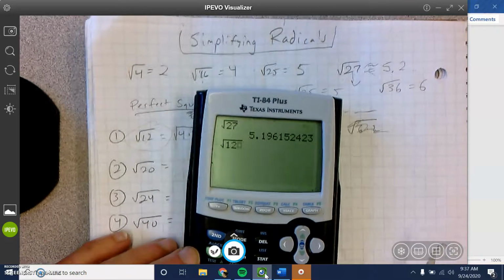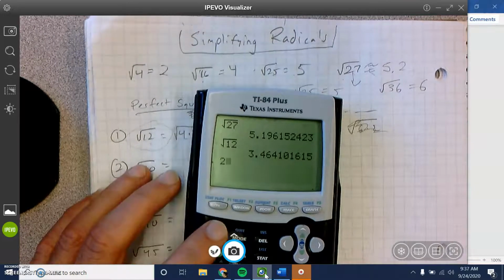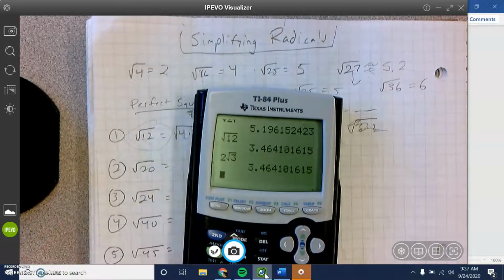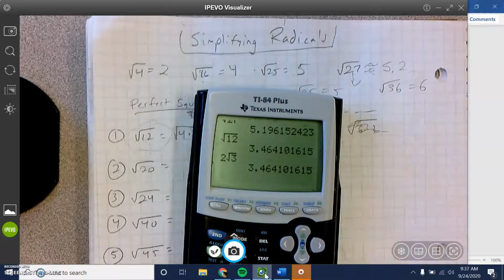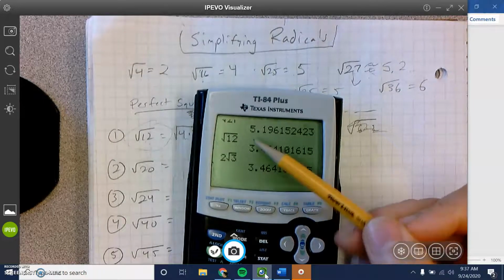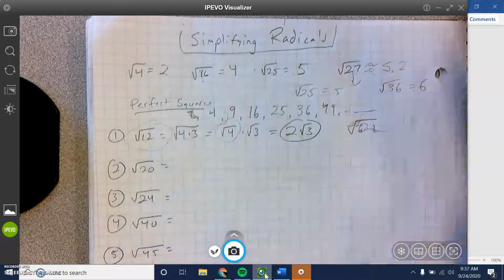So radical 12 is that. 2 times radical 3. Ooh, same answer. It's the same thing. This is a good way to check on your calculator if you want.